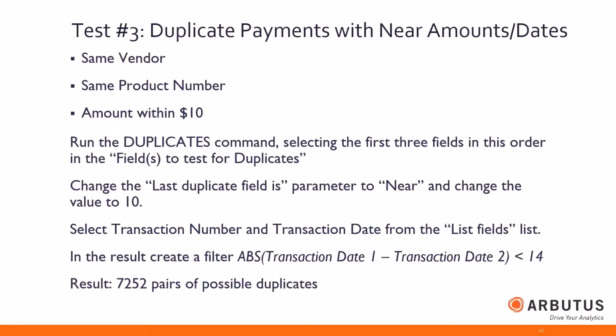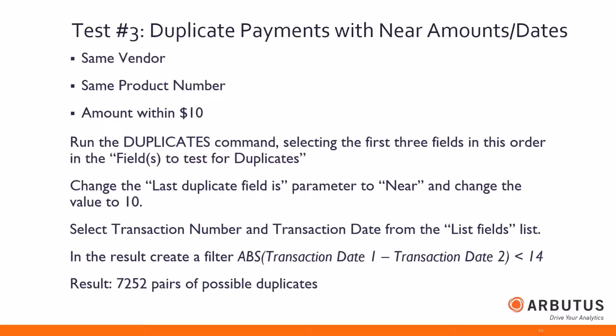For the third test, we'll look at duplicate payments with near amounts and dates. In this case, the same vendor, same product number, and amounts within $10. So we should run the duplicates command, selecting those three fields in that order in the fields for test for duplicates. We'll change the last duplicate field is parameter to near and change the value to 10. Since the amount was the last field we selected, this will force it to look for matches where the amounts are within $10 of each other.